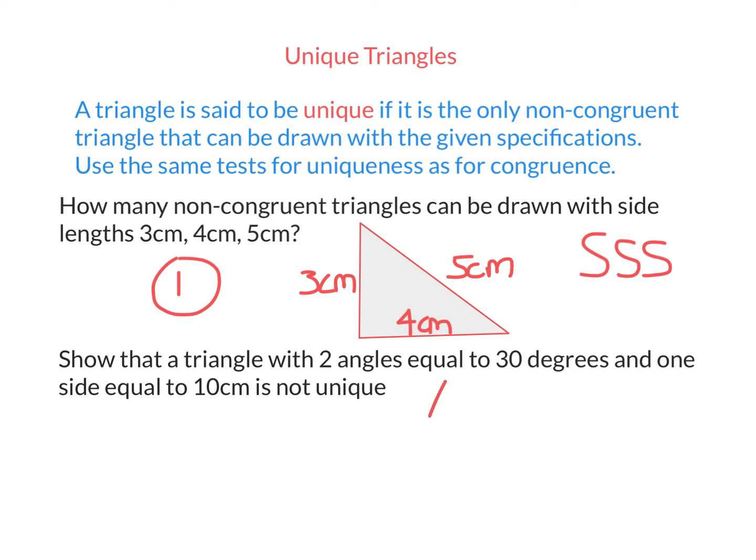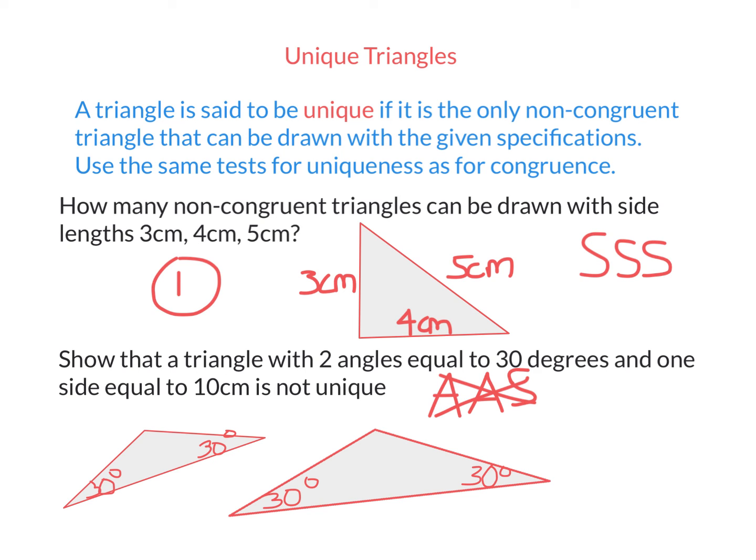Now you may be thinking, hang on a minute, you're given 2 pairs of equal angles and a side. But remember, for AAS, the side has to be the corresponding side. It can't just be any 2 angles and any side. We don't know that this side is corresponding. So that sounds a bit complicated. So let's draw 2 triangles with these specifications.